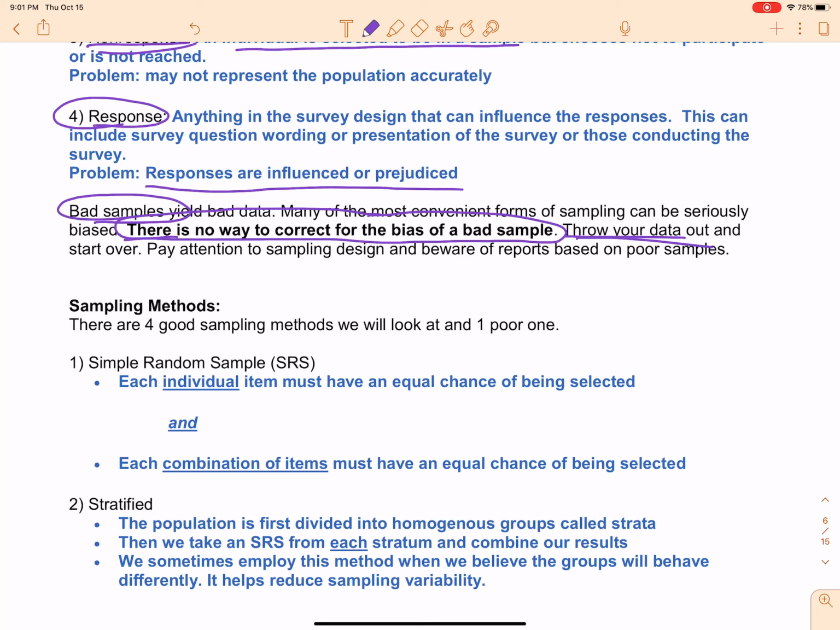So hopefully that helped you with bias. We are going to do some examples in class together, actually, because I want to talk through some of those with you. But the next video will be about sampling methods.